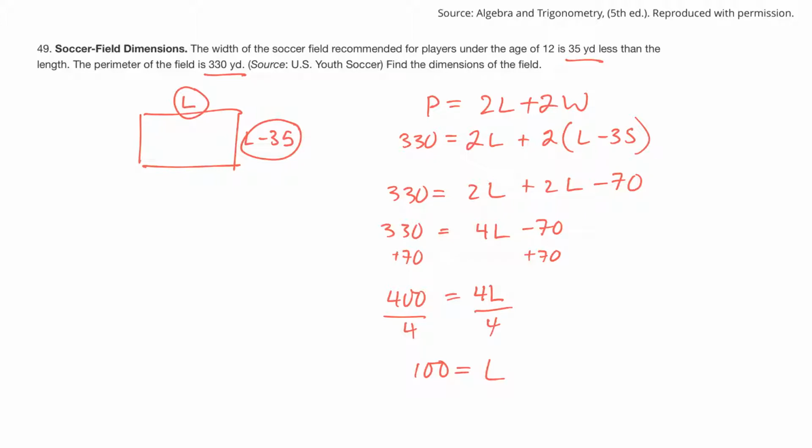In the question, they say, find the dimensions of the field. So I know that the length is 100. So therefore, the length is 100. So the width has got to be the length minus 35, or 65. Okay, so those would be my dimensions. Hopefully that helps you with those questions.